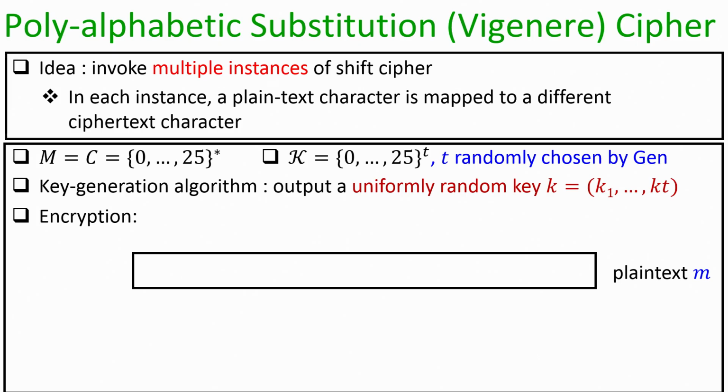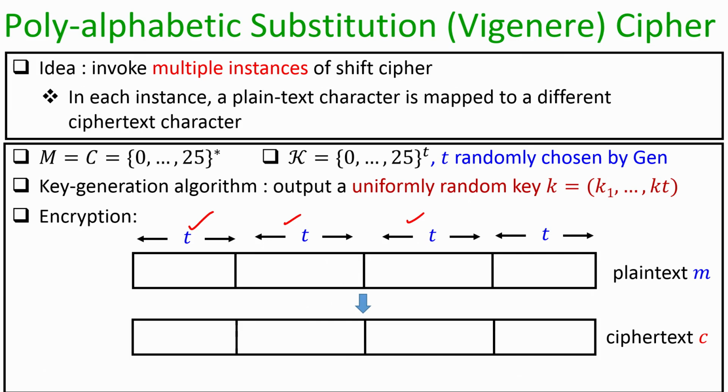So, imagine the sender has a plain text. What the sender is going to do is divide its plain text into blocks of t, t, t. It might be the case that the plain text is not actually a multiple of t, so the last block may not be a multiple of t, but for simplicity assume that the last block is also a multiple of t. Once the message is divided into blocks of size t, the idea here is to encrypt each of the blocks using the key by running an instance of shift cipher.